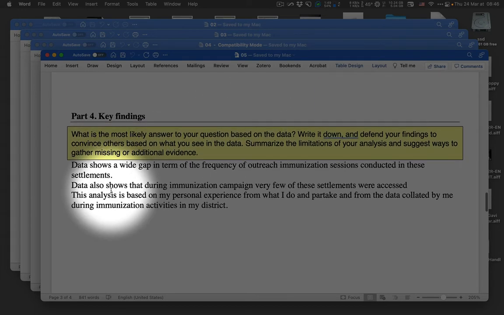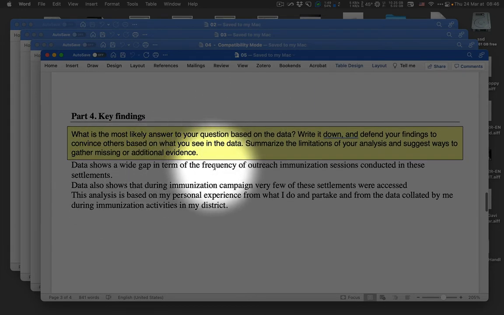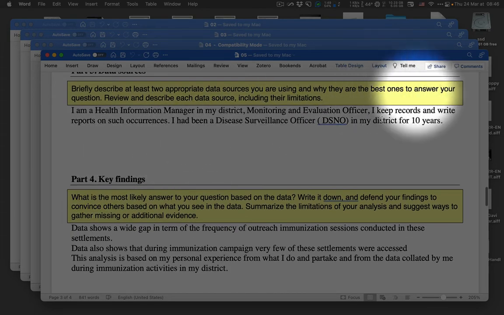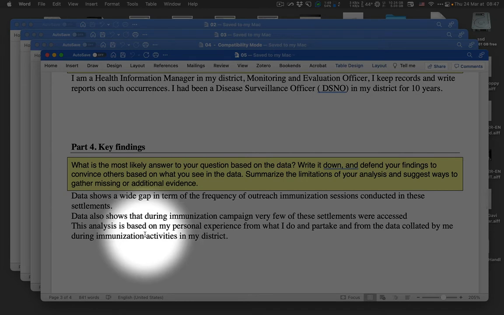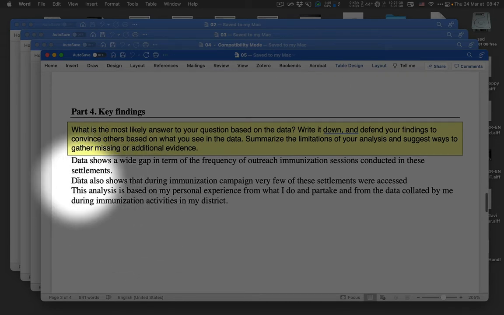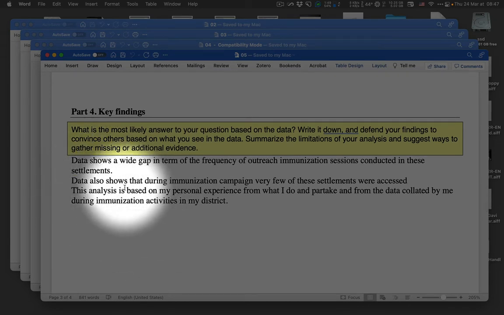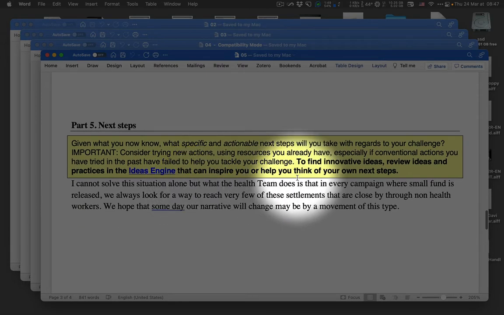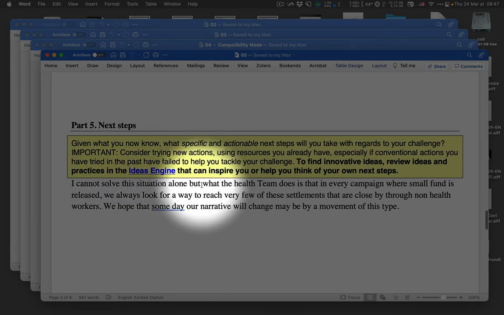Now, the key findings, so data shows a wide gap. Okay, but which data, which records that you're keeping? It's good to get that specificity, but I could see how if I were doing this for myself, I could use this. But if I'm sharing it with others, asking others for feedback and advice, then I would want to go further. All right, I cannot solve this situation alone. Okay, that's an important recognition, but where does it come from? How did you realize this?